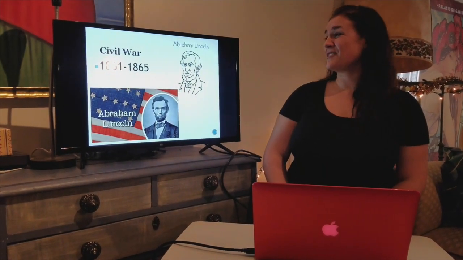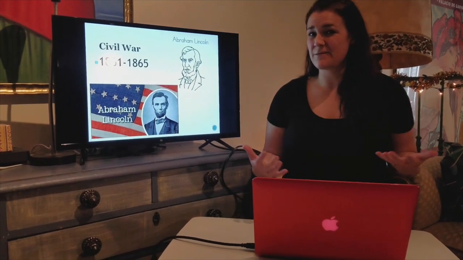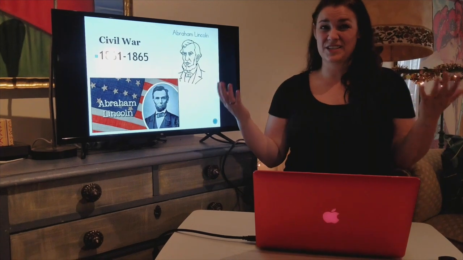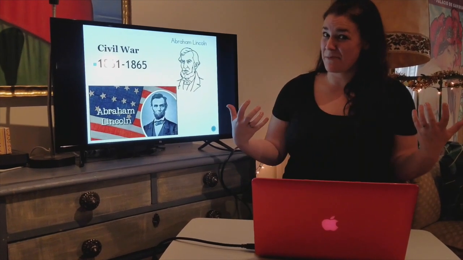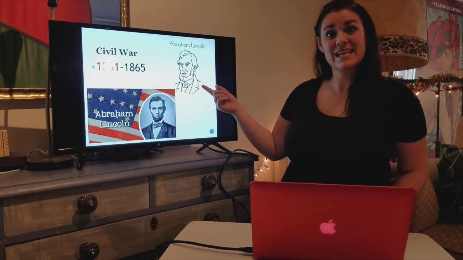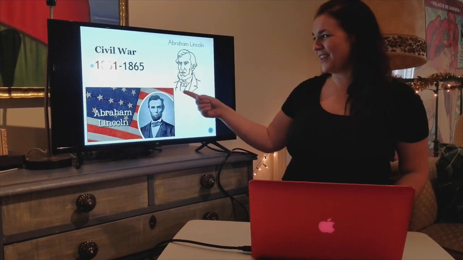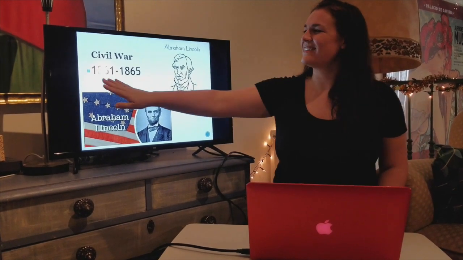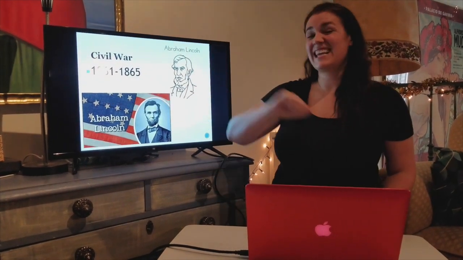A few years after that, we had this civil war in America where the country was fighting itself to try to be together or to separate. So we have a picture of Abraham Lincoln, our famous president from that time. You'll color his picture, cut, and glue onto 1861 to 1865.